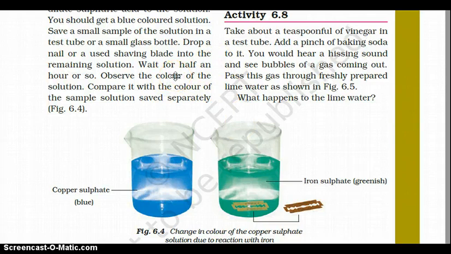This reaction is a little slow reaction, so we have to wait for the reaction. It can be half an hour or you can wait for a day or so. Observe the color of the solution. Compare it with the color of the sample solution saved separately.